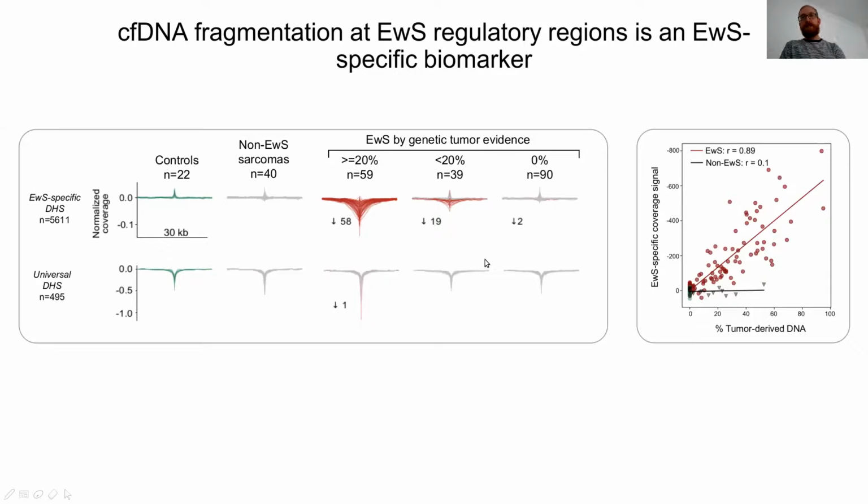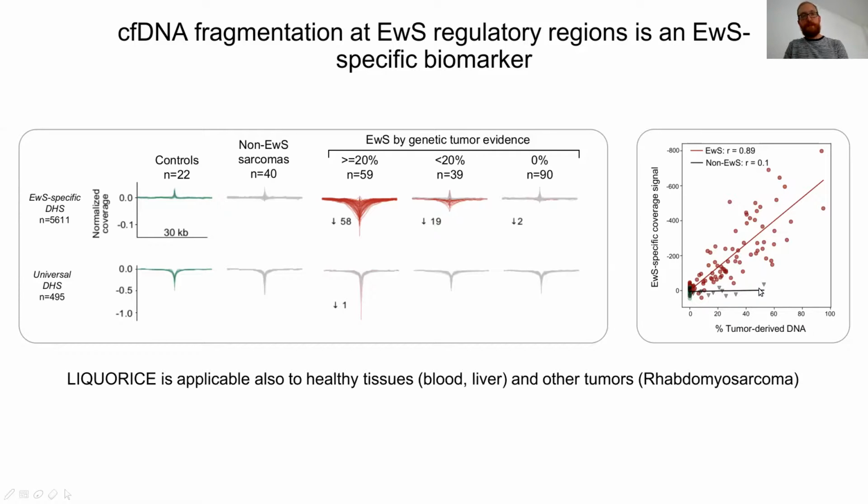The Ewing sarcoma specific coverage signal as calculated by LIQUORICE is a very quantitative measure of the tumor content. So it's highly correlated with the percentage of tumor-derived cell-free DNA that we infer from genetic metrics. But this is true only for our Ewing sarcoma samples. You can see the non-Ewing sarcoma samples show almost no correlation, which highlights the specificity of this approach. I'd like to mention that LIQUORICE is also applicable to healthy tissues, such as blood or liver, and it's also useful for other tumors. So we have applied it to rhabdomyosarcoma as well, for example. So this really generalizes beyond the application to Ewing sarcoma, which makes this, I think, a more interesting tool.